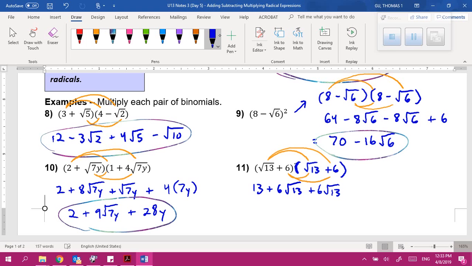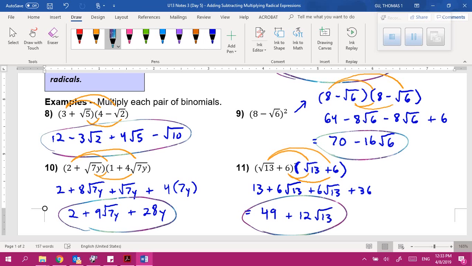Plus 36, right. And if I simplify this, what's my answer going to be? 49. Wow. Okay, 49? That is correct. 49 plus 12 square roots of 13. And that covers just basic adding, subtracting, and multiplying these radical expressions.